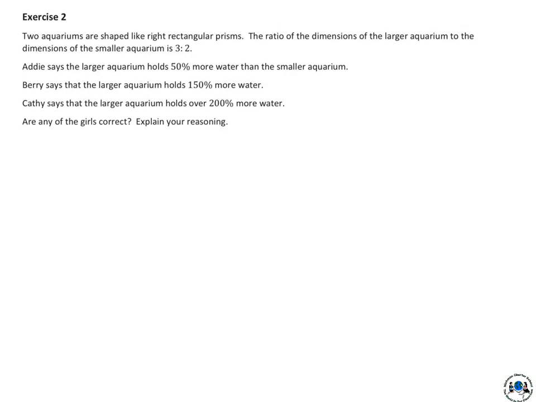Okay, so here we go. Why don't you try this one out? I'll just read it for you, and then I'll pause and have you decide who is correct. Okay, who is correct here? So we have 2 aquariums that are shaped like right rectangular prisms. Okay, get that image into your mind. A right rectangular prism, not like most aquariums are.